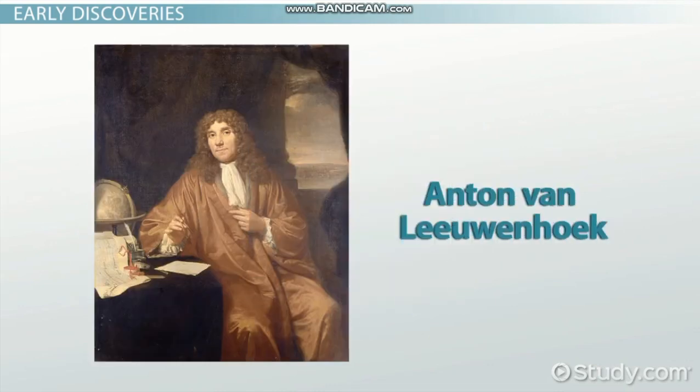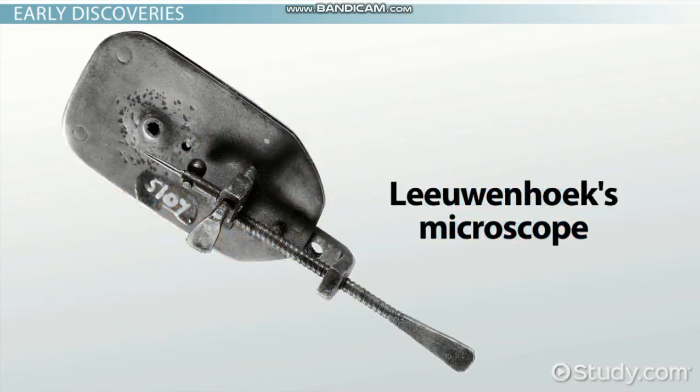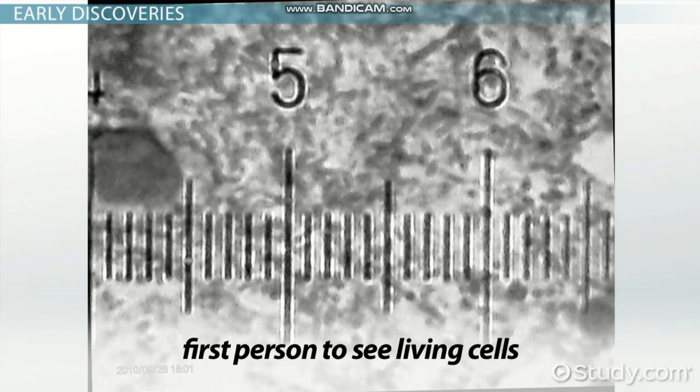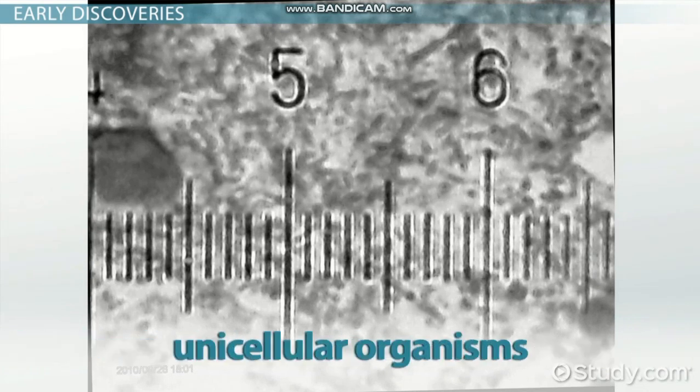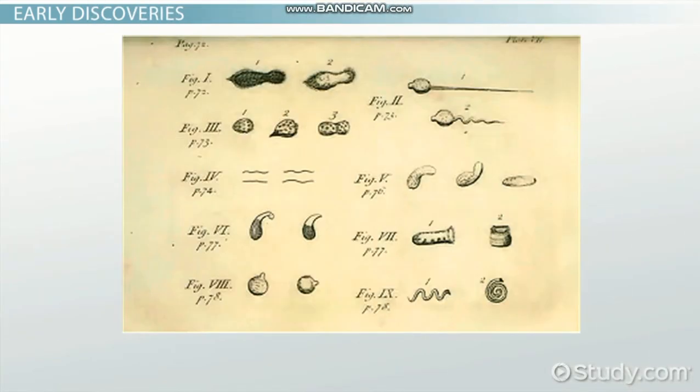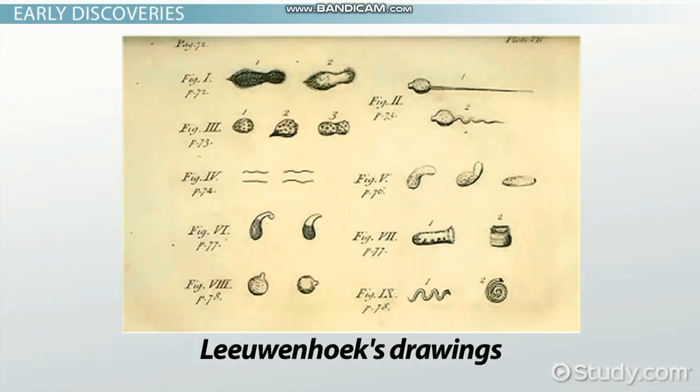Anton van Leeuwenhoek also liked to investigate by looking through a microscope. He was the first person to see living cells. These cells were unicellular organisms that he found while looking through a microscope at plaque scraped off his teeth. These early discoveries paved the way for further investigation, eventually leading to the development of cell theory in the mid-1800s.